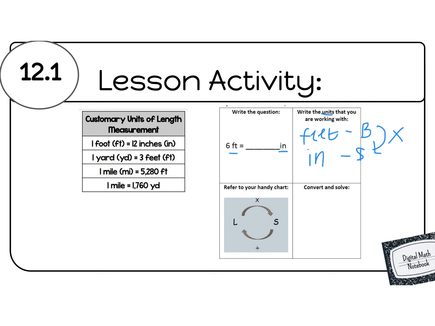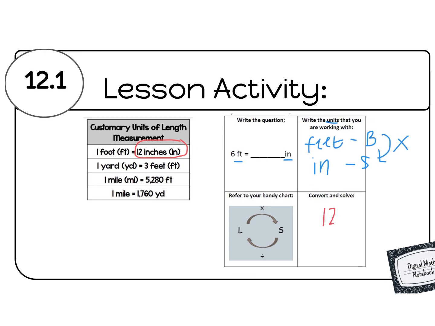Now we go to our conversion chart and think about what we're going to multiply. Again, let's look over here at feet and inches. I see that there are 12 inches in 1 foot. So I need to multiply 12 times 6. 12 times 6 is a math fact: 12 times 6 is 72. That means that 6 feet is 72 inches. Go ahead and pause here, 5th graders, and make sure that everything on the screen is typed into your digital math notebook.